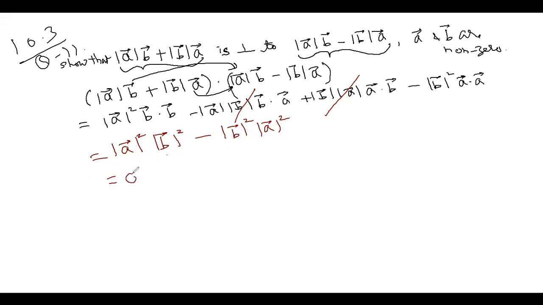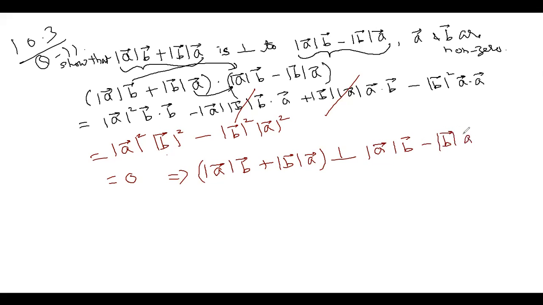So therefore we get 0, which shows that the vector magnitude of A vector B plus magnitude of B vector A is perpendicular to magnitude of A vector B minus magnitude of B vector A. You got it?